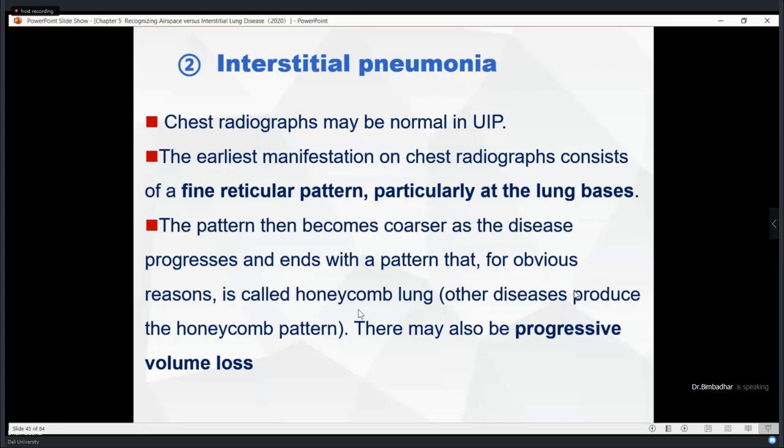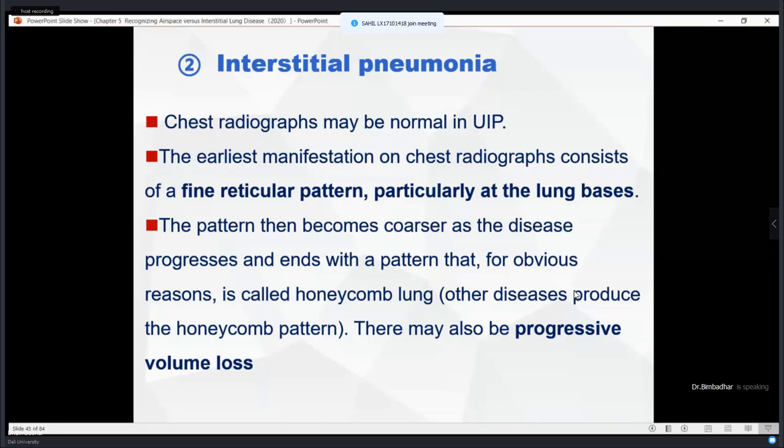And how can you define that? You can define that there is a fine reticular pattern seen along the lung bases. Since it is happening in the interstitium, there will be a progressive volume loss. Coarser means thick.